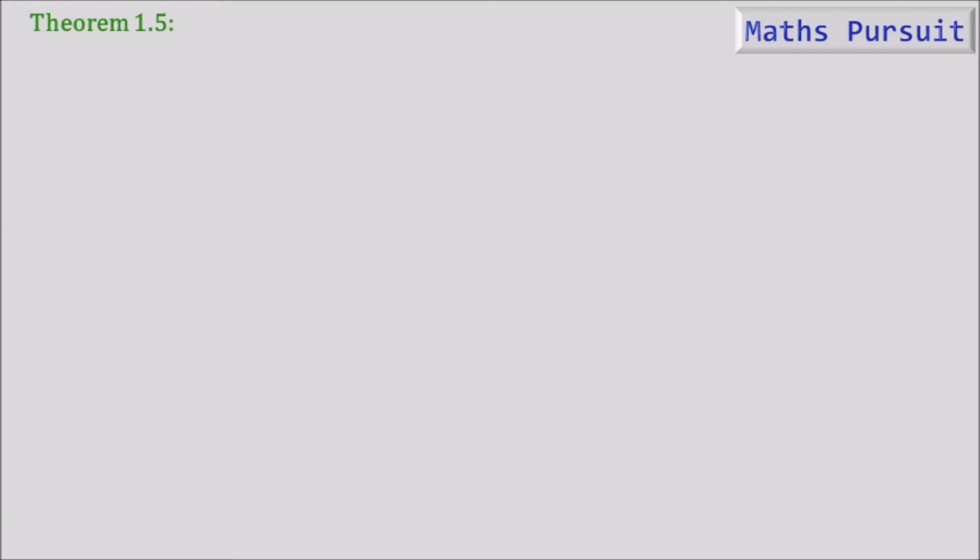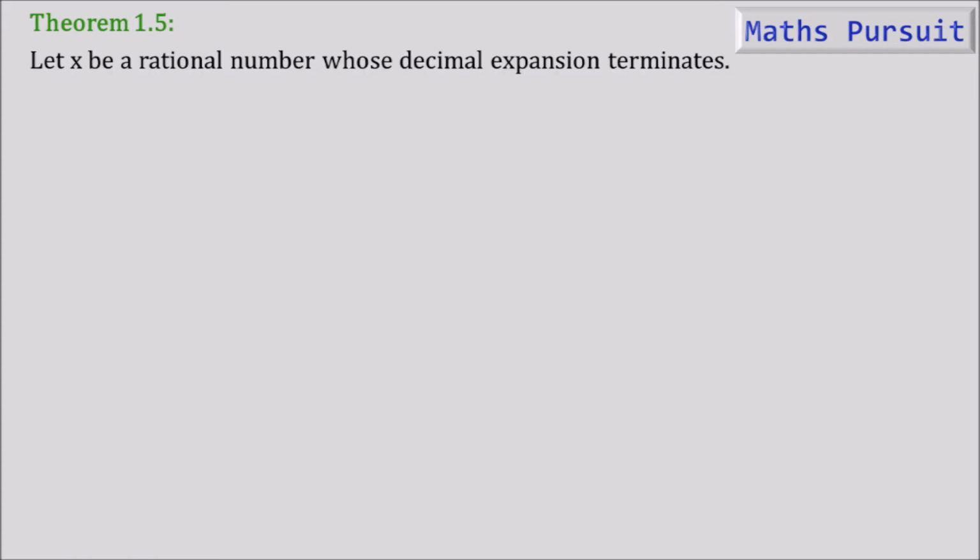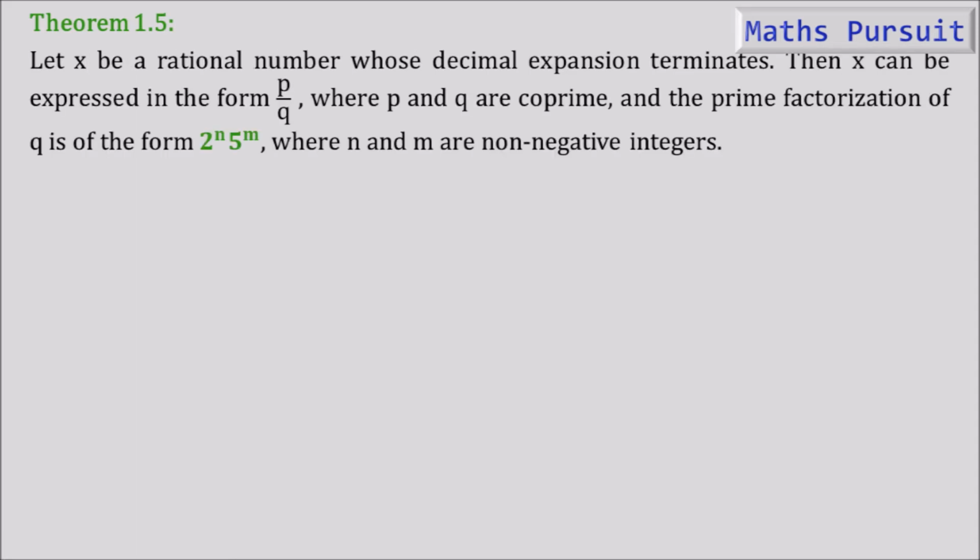So coming to the theorem, what exactly the theorem states is: let x be a rational number whose decimal expansion terminates. Then x can be expressed in the form p by q, where p and q are coprime and the prime factorization of q is of the form 2 to the power n, 5 to the power m, where n and m are non-negative integers. The theorem is talking about the decimal expansion of a rational number which terminates.